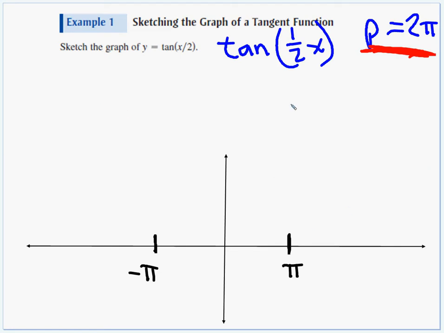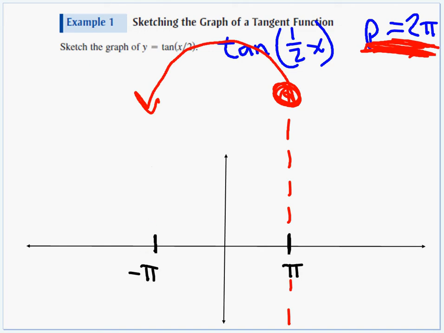We could also say, okay, let's say we just found this one here at pi first, and we know the period is 2 pi, so we can use that to jump to the others. If I'm here at positive 1 pi and I jump 2 pi to the left, I'm here at negative pi, and I can draw a vertical asymptote.